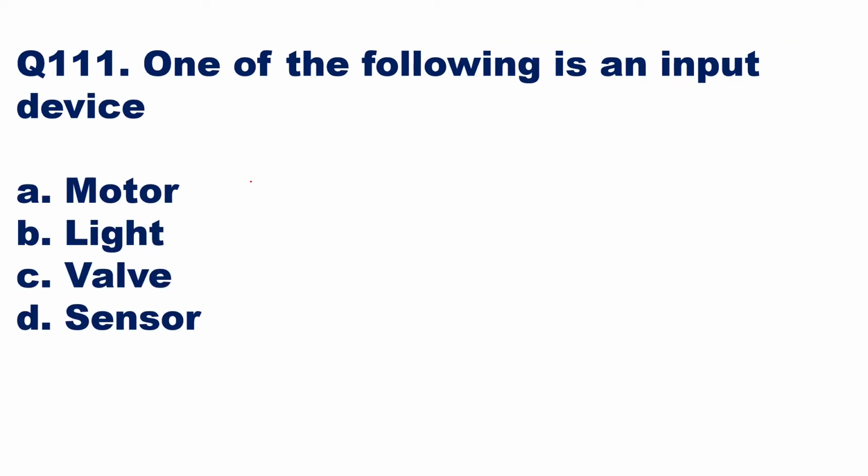Then we'll go to question number 111. One of the following is an input device. A motor is an output device because after the command from the CPU, it is going to turn on. A light is an output device. If it gets a command from the CPU, it is going to go on. A valve also will operate as an output device. Whereas a sensor is an input device. It is going to sense the parameter and give the data to the CPU. So the input device is the sensor. So option D will be the right answer, sensor.